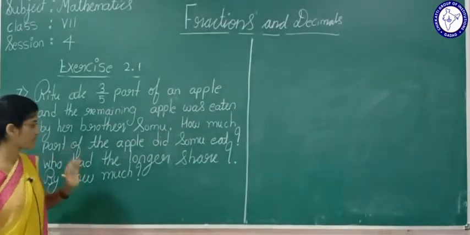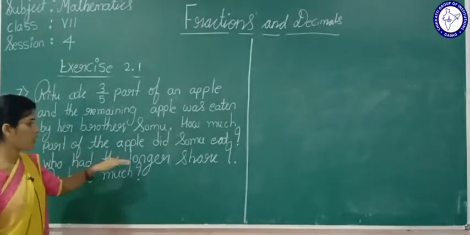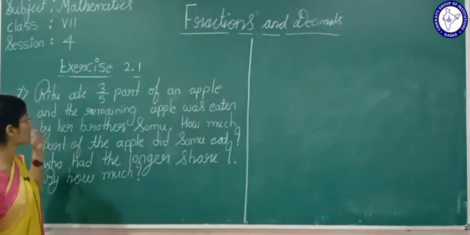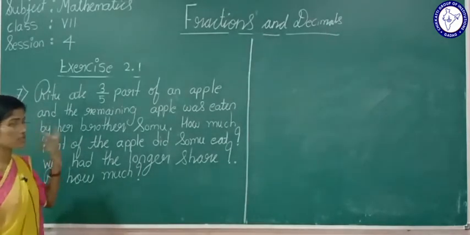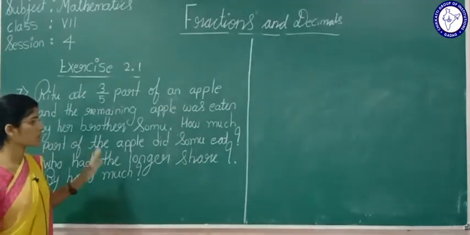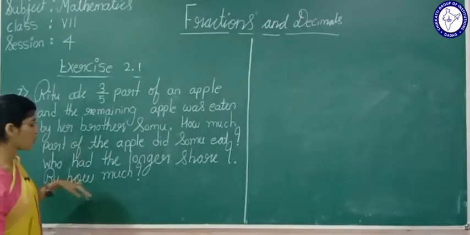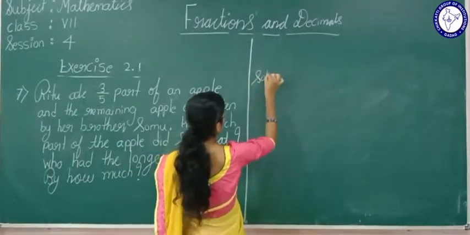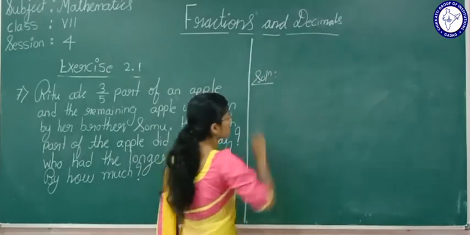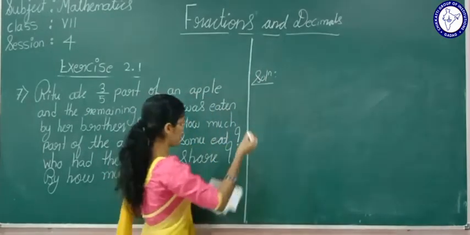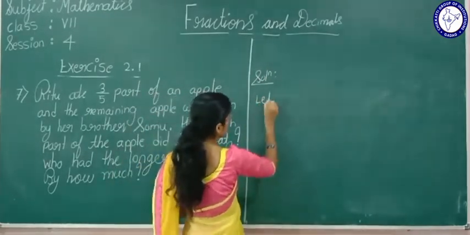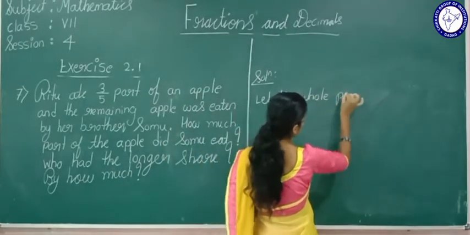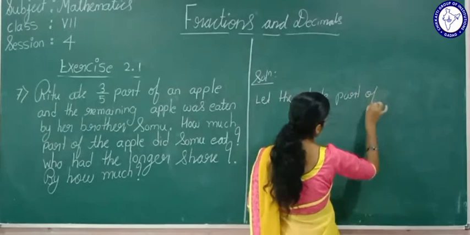They have asked, who had the longer share? Who ate longer? Means whether Ritu ate so much apple or Somu ate. But how much they have asked? See a solution. See here, let the whole part of the apple be 1.